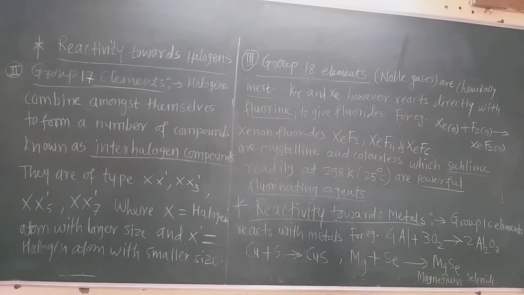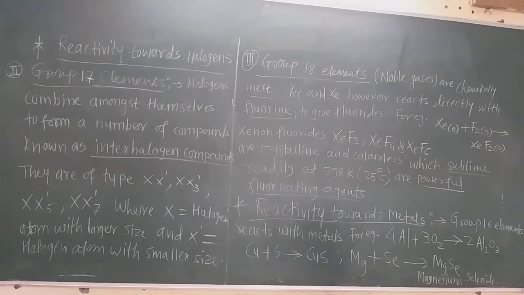Interhalogen compounds are a very detailed topic. We will learn that later, and there are many uses and many examples of the types XX', XX3', XX5' and XX7' interhalogen compounds. They may be asked as a short note also. That topic comes later. Now let us see the group 18 elements.